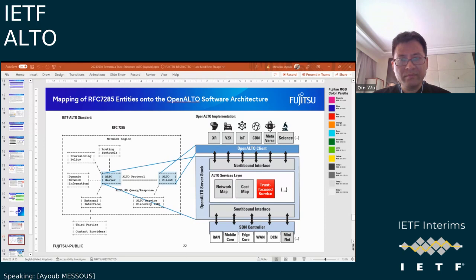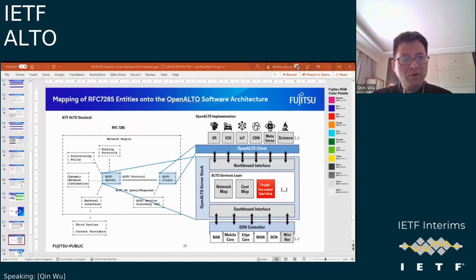I think this is aligned with the previous comment. Thank you very much, Jane, for the comment, coming from Richard, in the sense that it can be trust-focused services as part of the ALTO service layer. This is one way of seeing it, but I guess we do need further discussion in order to decide which is the best way of approaching this.